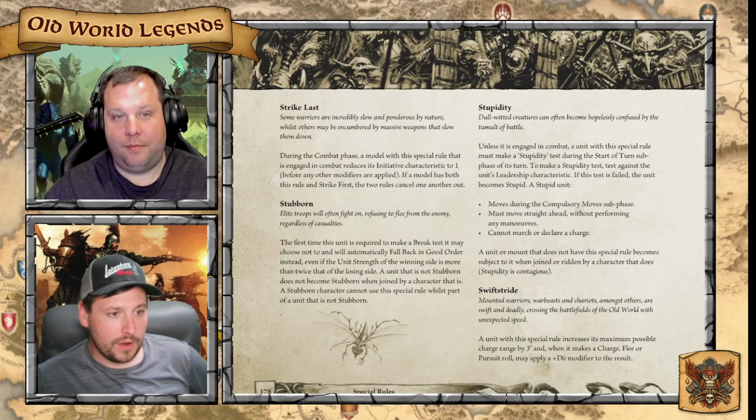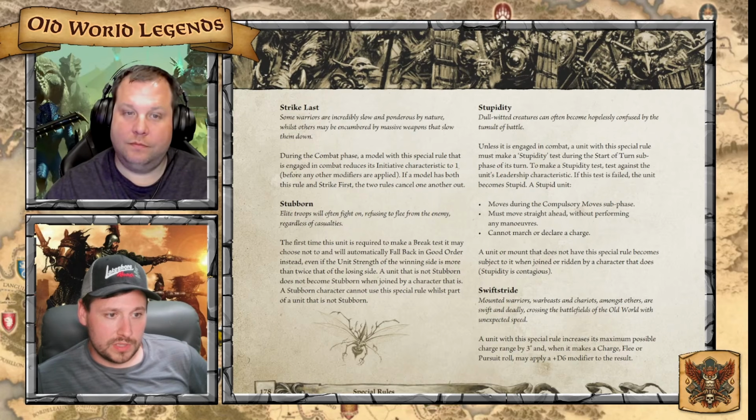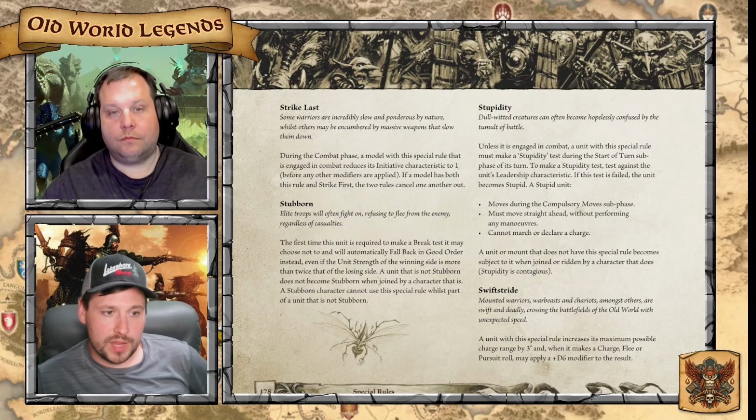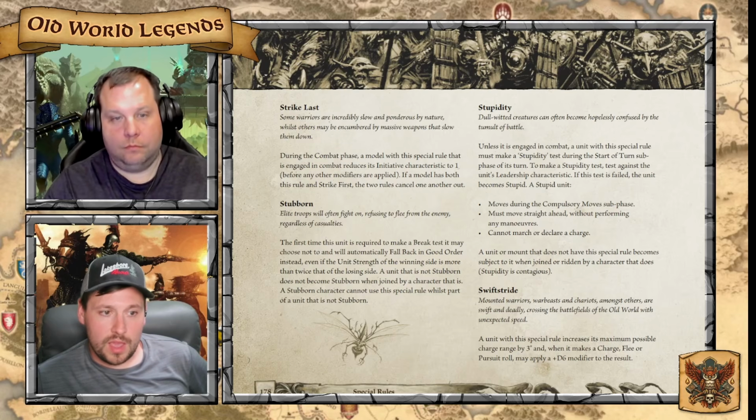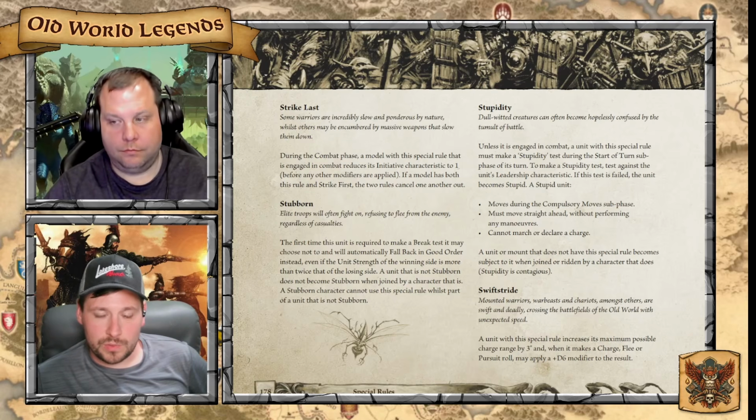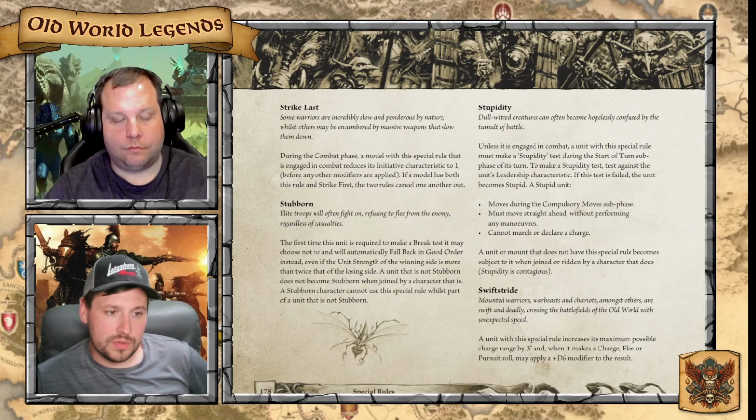All right, so then we have Stubborn, an amazing rule. Instead of taking a break test the first time you lose combat, you just automatically fall back in good order instead, which is very, very important. So you can do this to get out of a situation where you're massively outnumbered and would be on a double one to not run away.